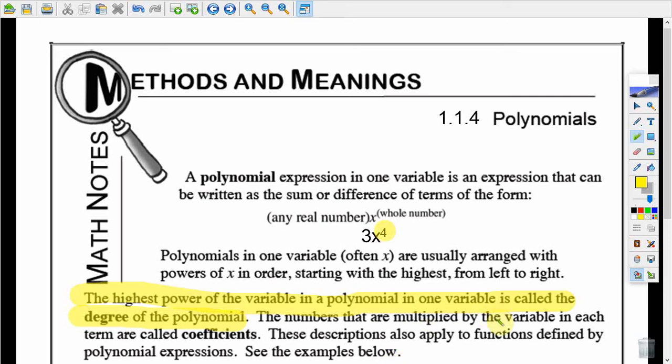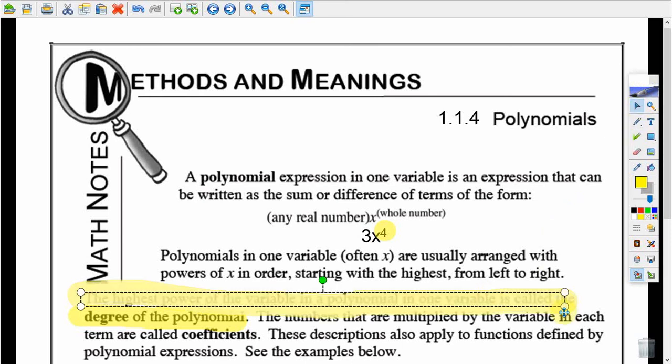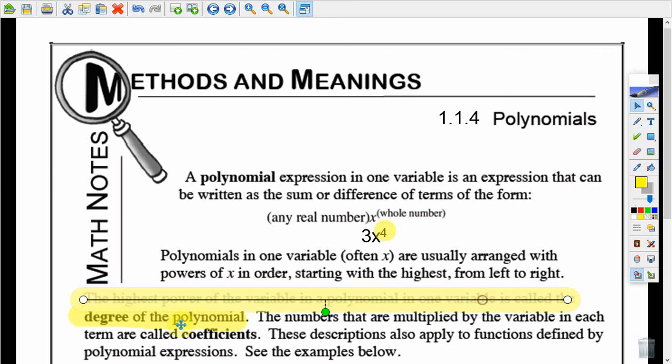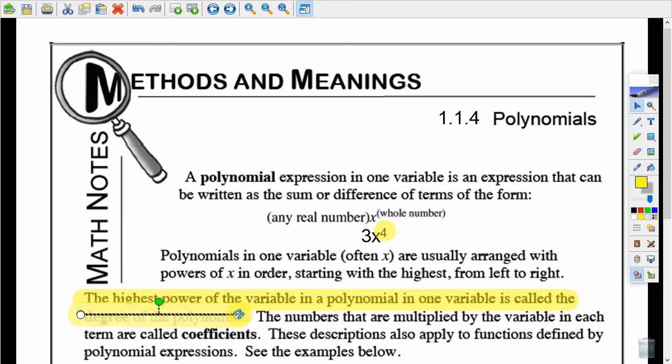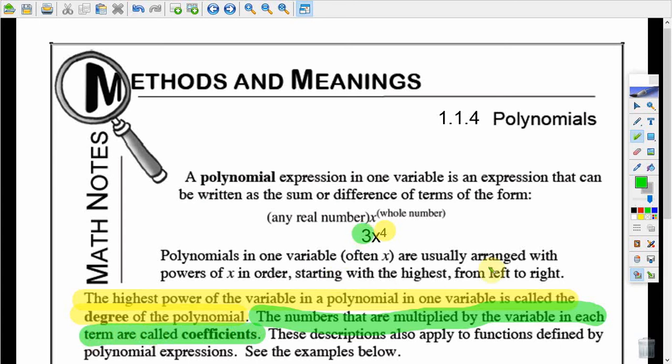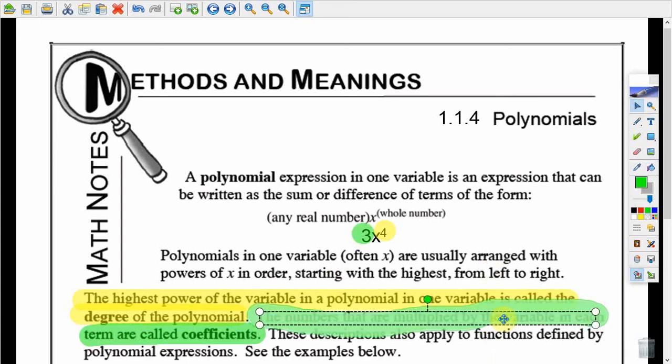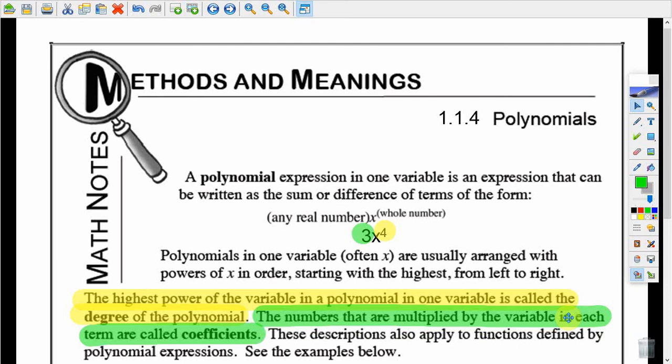The numbers that are multiplied by the variable in each term are called coefficients. So we've got coefficients and we've got exponents. Let's take a look at this. Let me straighten this out real fast so we can fit it all in. Another definition you're going to want to know: the numbers that are multiplied by the variable in each term are called the coefficients. In that case, the 3 would be the coefficient. Okay, write those down. These descriptions also apply to functions defined by polynomial examples.